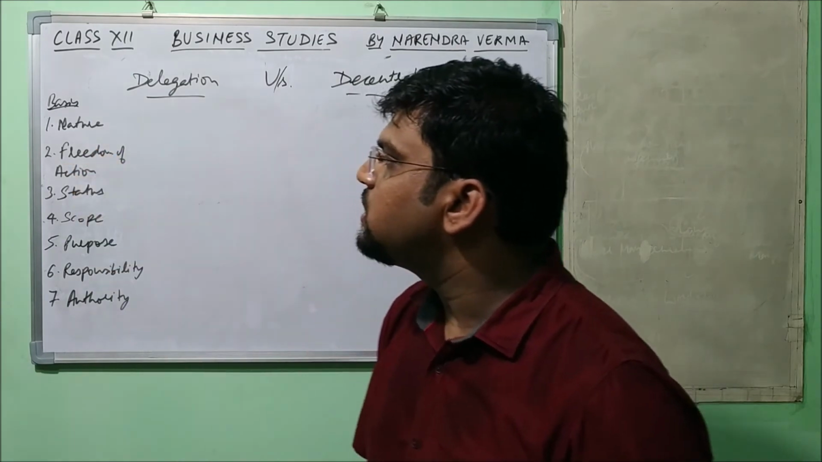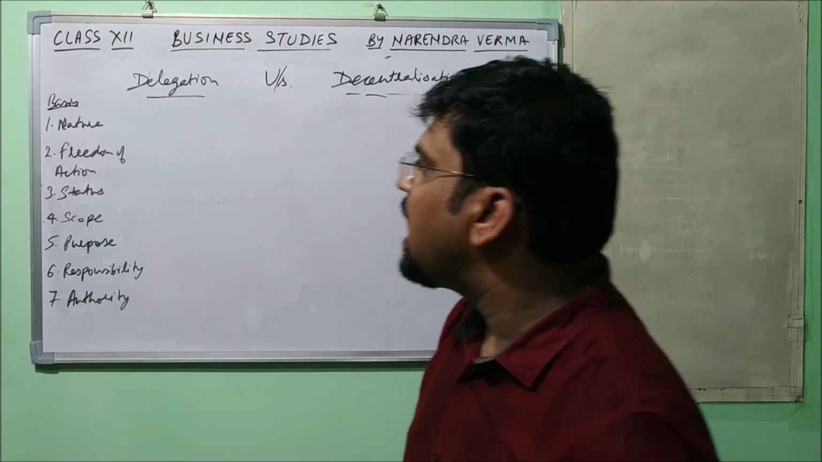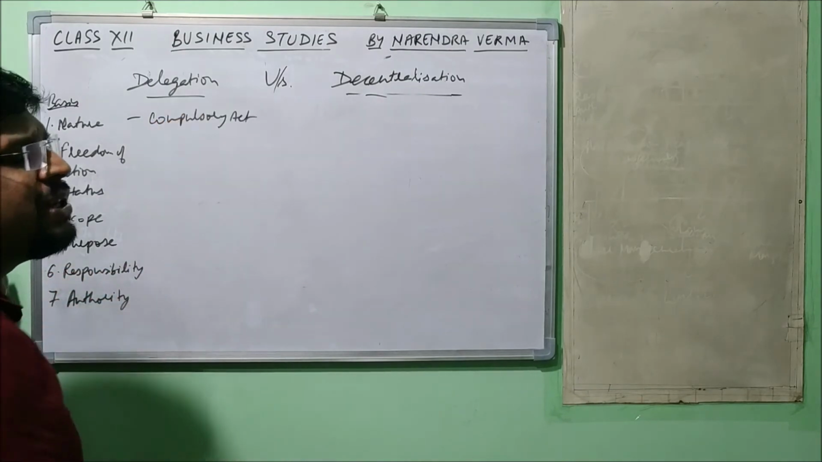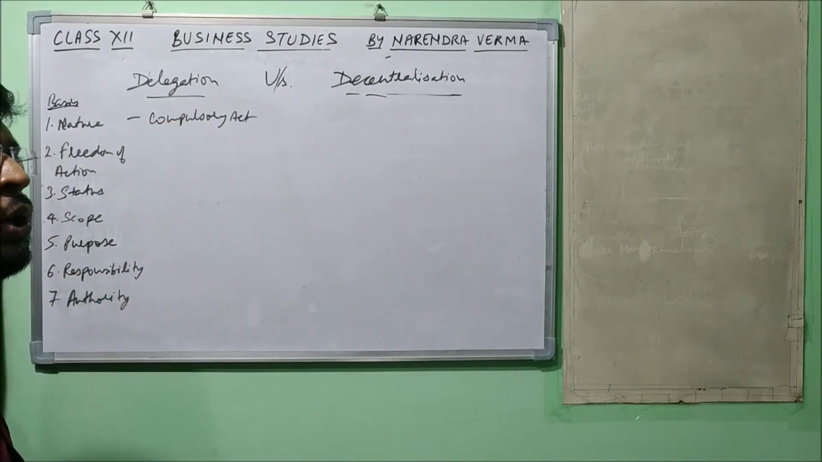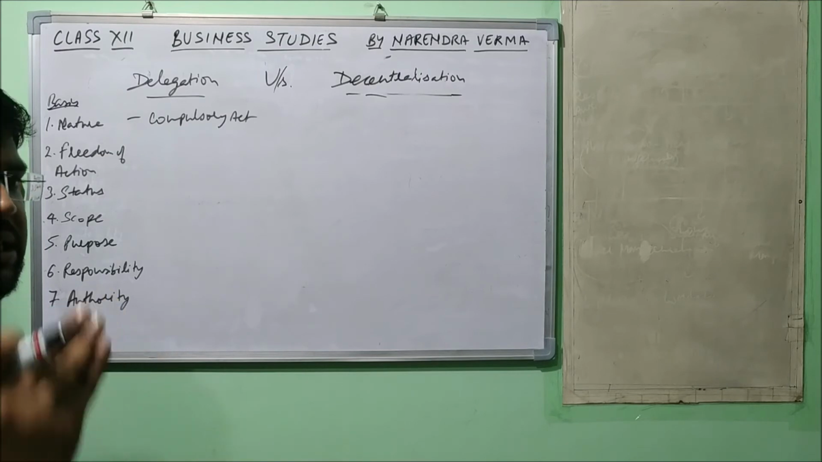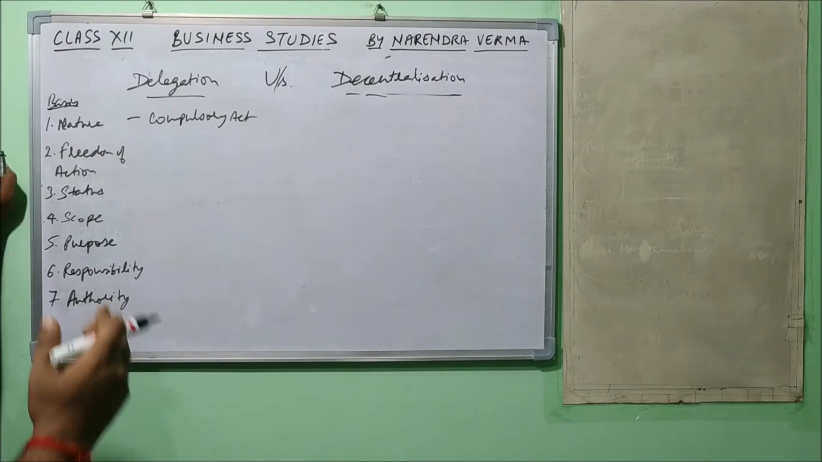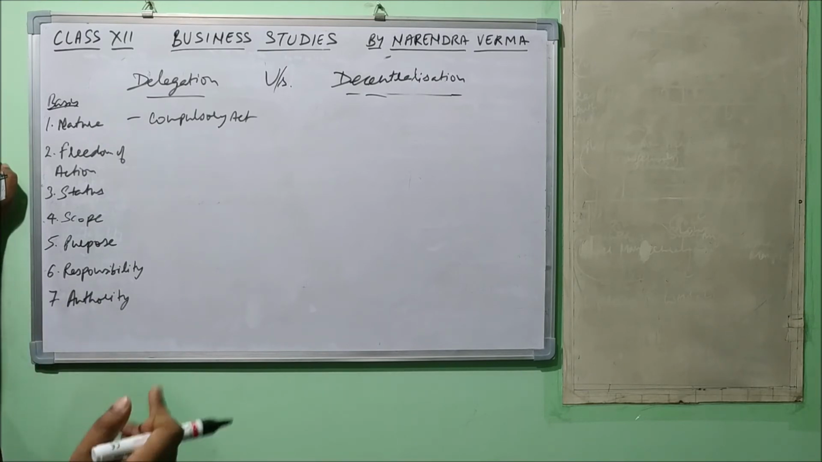The very first basis is nature. Delegation is a kind of compulsory act. How is it compulsory? Because whenever the workload of management increases, he has to share his workload with his immediate subordinate. He has no other option. Otherwise, he may miss the chance to focus on the most crucial decisions, which can be taken only by him, right? So it is a kind of compulsory act due to the workload.